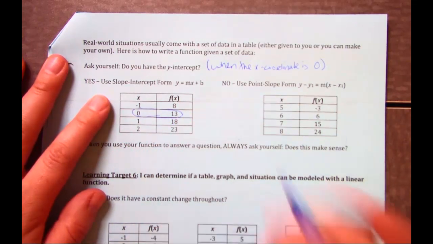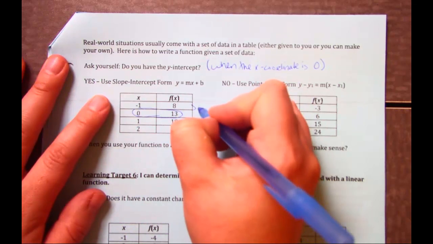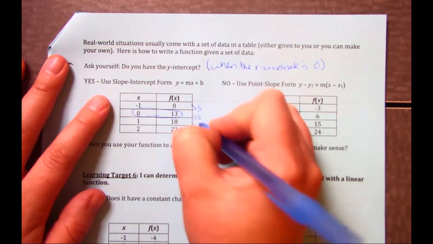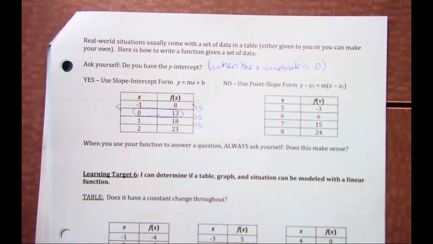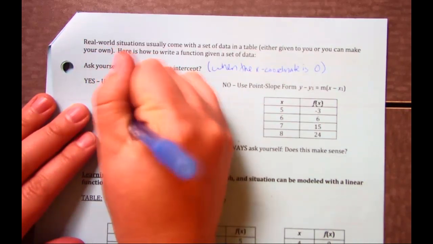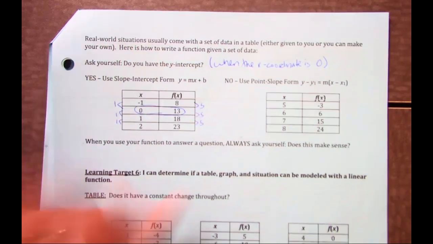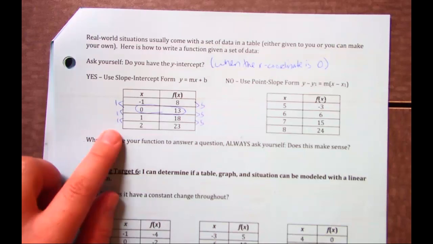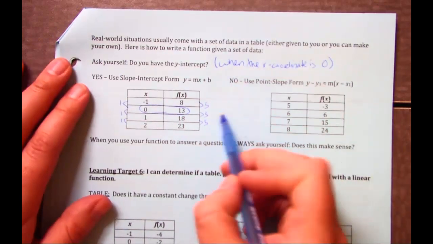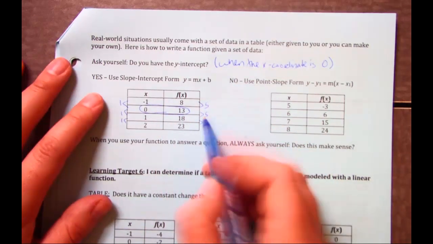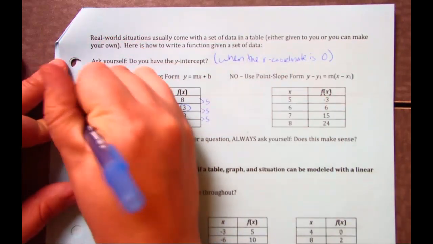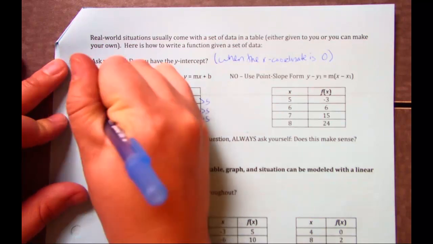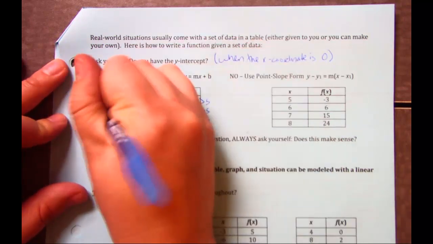So you're going to take your y-intercept, you're going to find the slope, and this function is going up on the y's, and it's going up by 1 on the x's. So the slope is going to be 5 over 1, because it's always rise over run. So your function, you're going to take your slope, which is 5 over 1, and your y-intercept, which is 13.